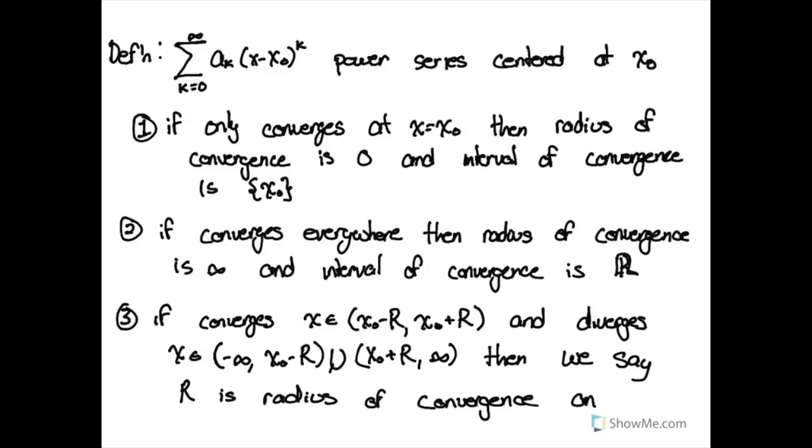And the interval of convergence is x naught minus R to x naught plus R. Okay, so if there is a finite interval of convergence, as opposed to converging everywhere or converging just at a single point, then it's going to converge a distance R away from the point x naught.